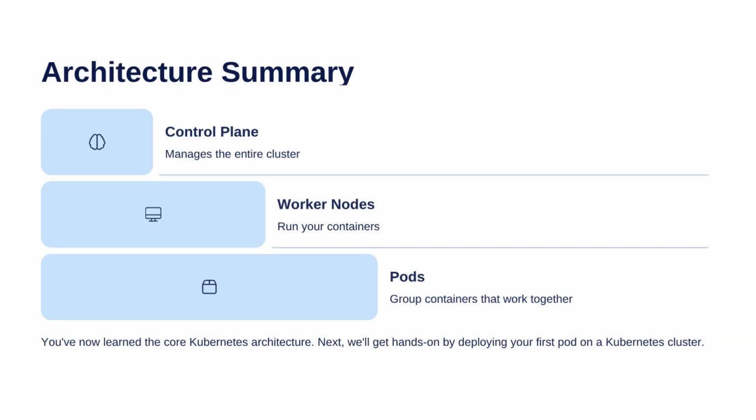So to summarize, you have the control plane managing the worker nodes. You send commands to the API server, the scheduler decides where stuff runs, the controller manager keeps everything stable, and etcd remembers everything. That's the Kubernetes architecture in a nutshell.